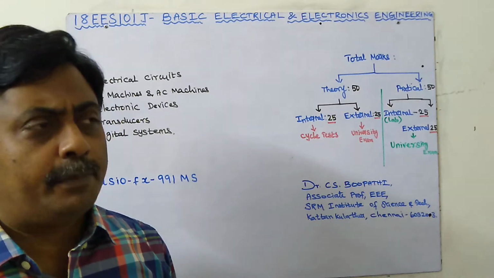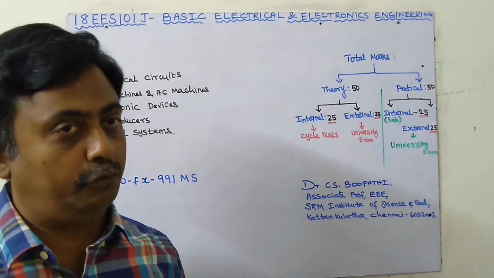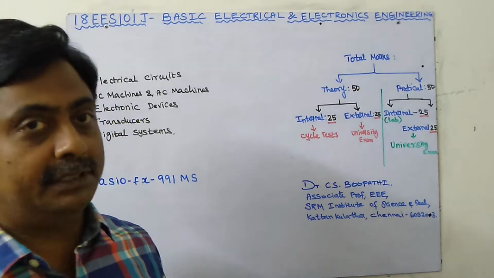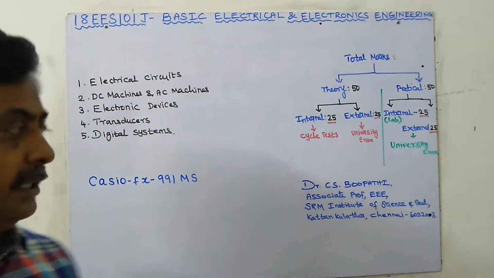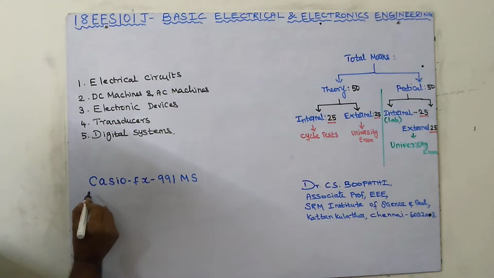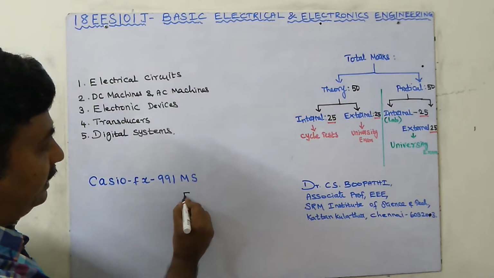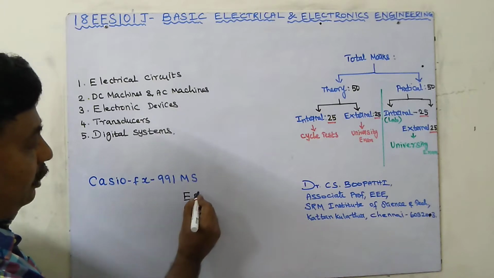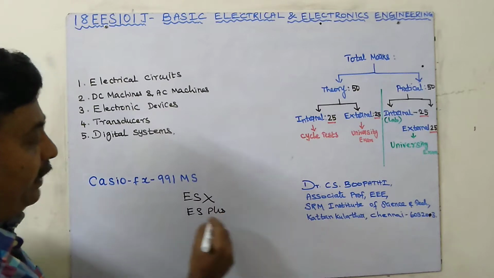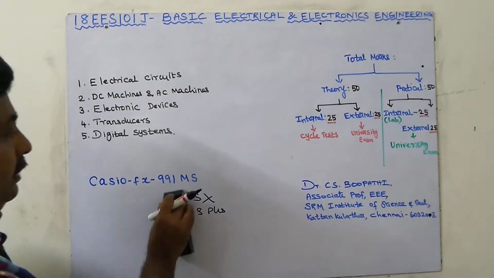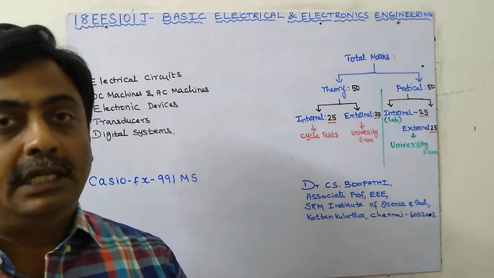Before entering into the subject, if you are a first semester student and you have not purchased a scientific calculator so far, please buy one. If you have already purchased it, no issue. If you have not, purchase the Casio FX-991MS. There are also the FX-991ES and ES Plus, but don't purchase those, they are not necessary. Only purchase the Casio FX-991MS.